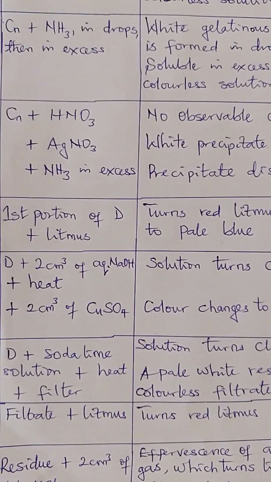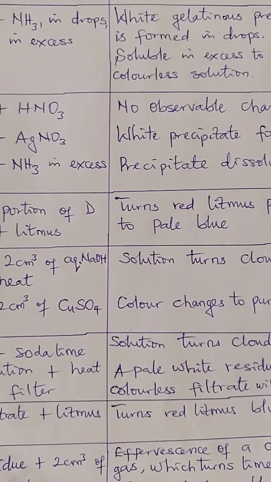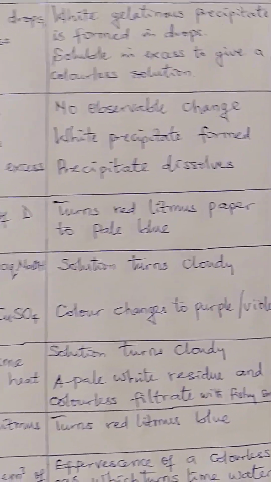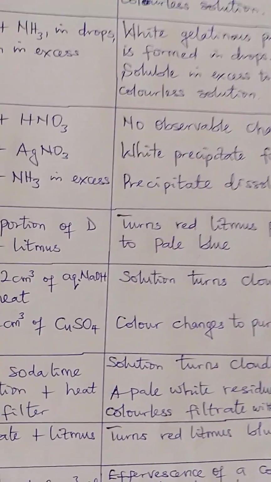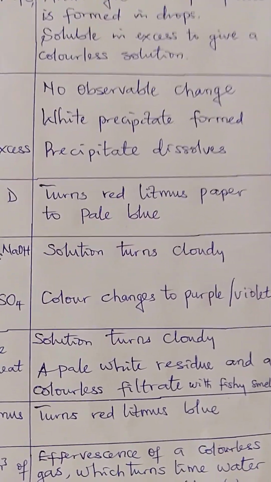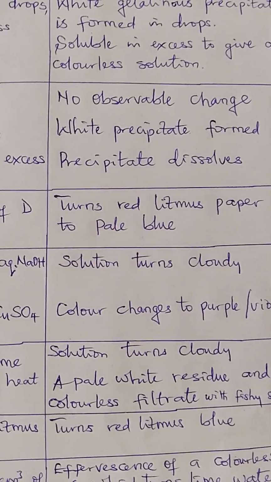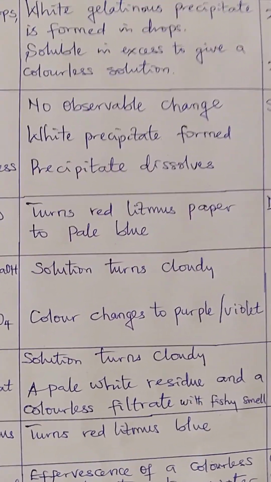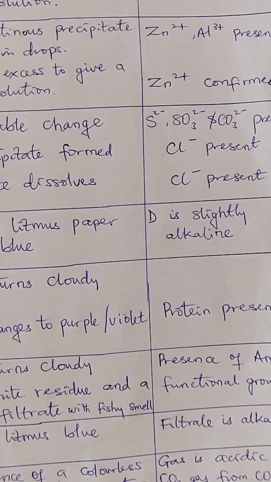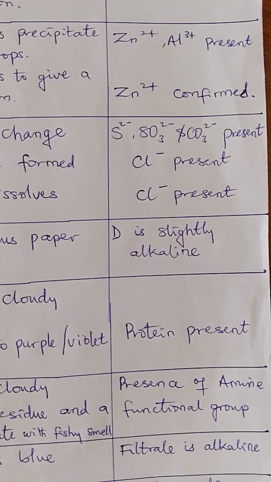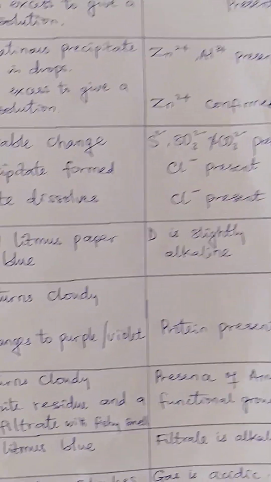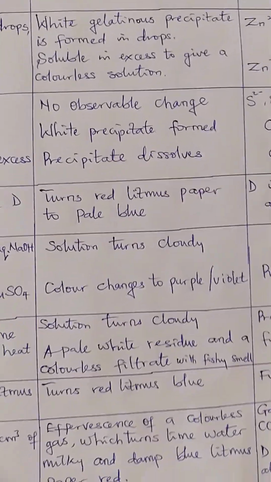You may be asked to add 2 cm cube of copper(II) sulfate, and that will change. You know that copper(II) sulfate has a blue color. Now it will change the cloudy solution to a purple or violet color, and that confirms the presence of protein. That means that protein is present. That's something like your biuret test, if you remember that.